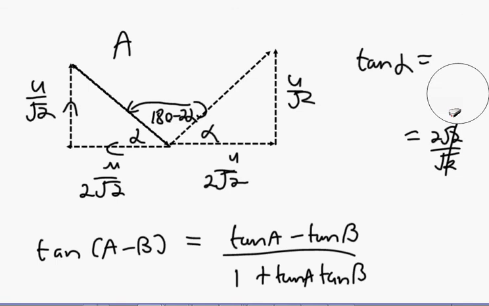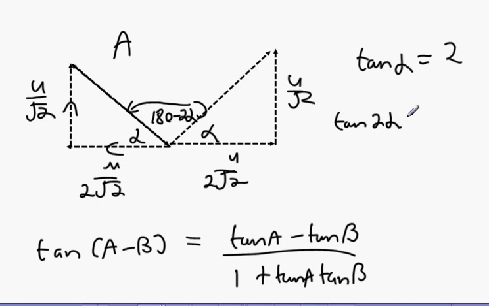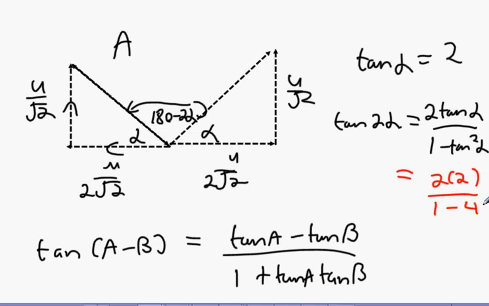Okay, that's grand. Now that we've found out what tan alpha is, we want to find out what tan 2 alpha is. There's a formula for that: 2 tan alpha over 1 minus tan squared alpha. So tan 2 alpha is going to be 2 times 2 over 1 minus 2 squared, so to speak. It's going to be 4 over minus 3, which is minus 4 over 3.